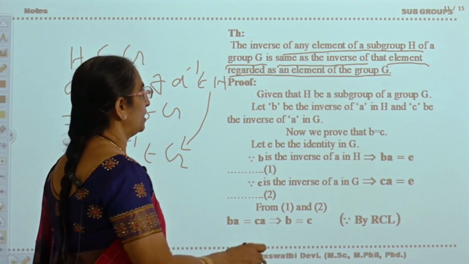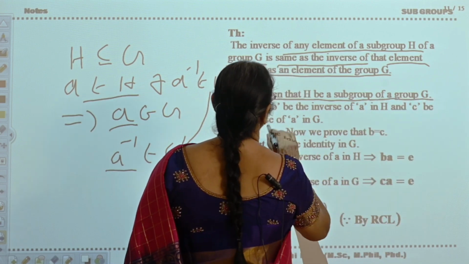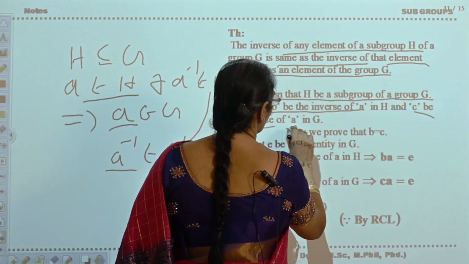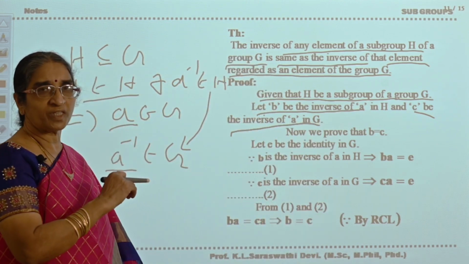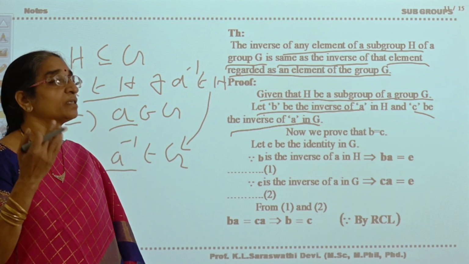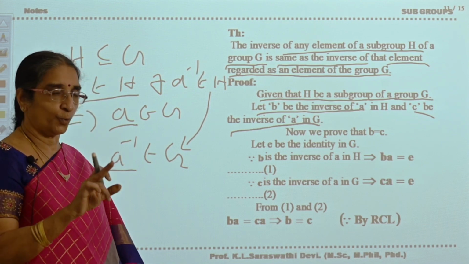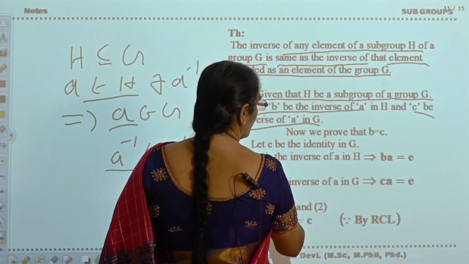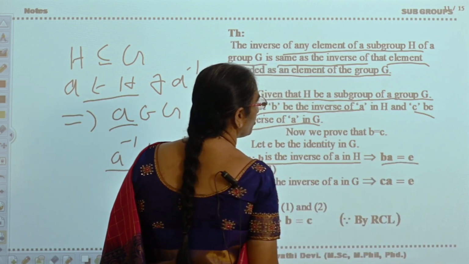Okay. Now see here. H is a subgroup of G. Let B be the inverse of A in H, and C be the inverse of A in G. What is the first theorem we said? The identity element is the same in both the subgroup and the group. Therefore, E is the identity in G, and B is the inverse of A in H, which implies BA is equal to E.